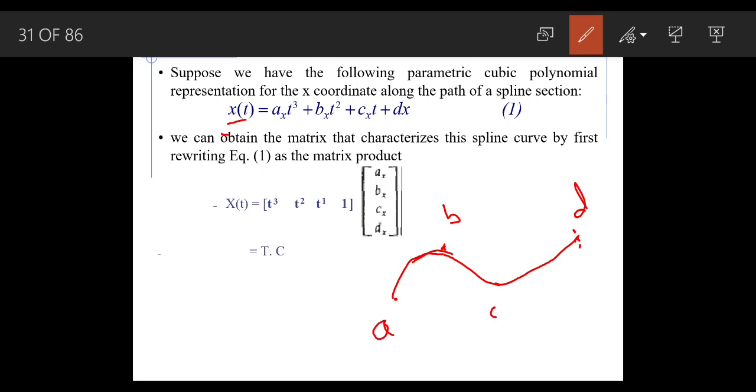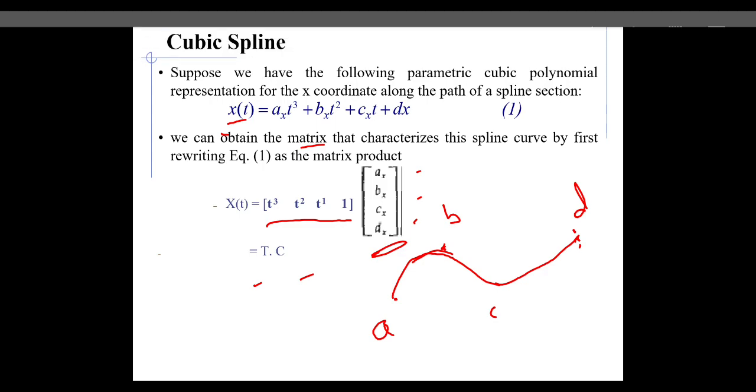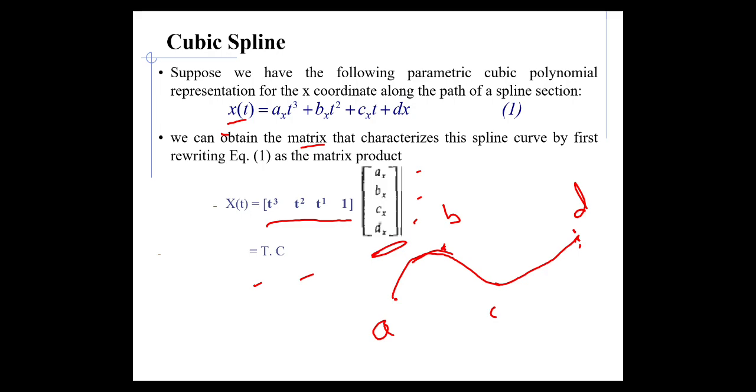So x(t), the position vector at the x coordinate, is represented as ax t cube plus bx t square plus cx t plus dx. In this way we represent x(t). Now we can represent it in matrix form as t cube, t square, t, 1 multiplied with ax, bx, cx and dx. We call this matrix C. Now this is for x(t) only.